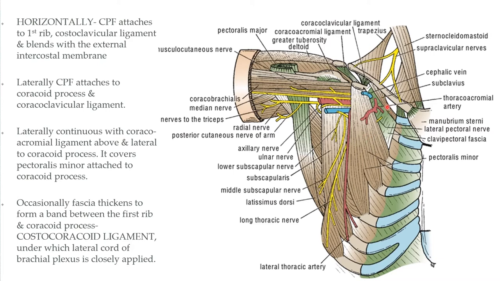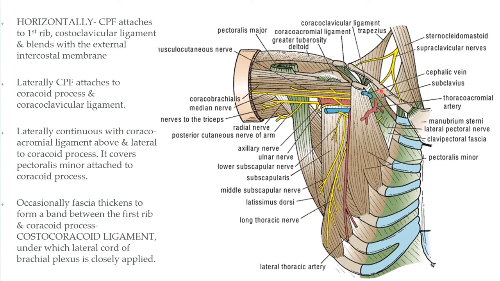After enclosing these muscles, the clavipectoral fascia, when traced medially, extends to the costoclavicular ligament, the first costal cartilage, and the fascia covering the external intercostal membrane and external intercostal muscle. And then the clavipectoral fascia fuses with these three structures: the costoclavicular ligament, the first costal cartilage, and the fascia covering the external intercostal muscle and membrane.